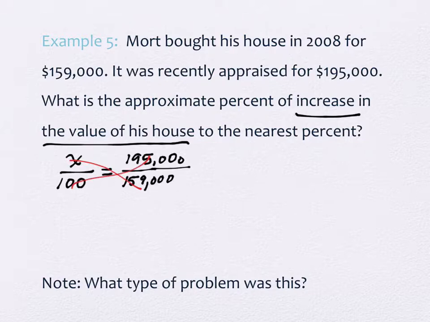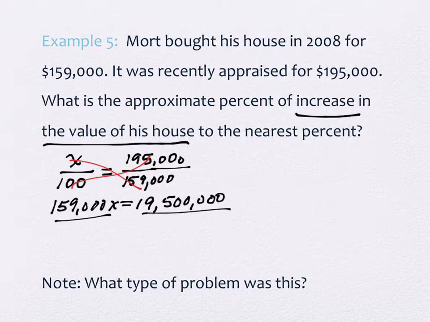And if we cross multiply this, I have 159,000 x equals 19,500,000. And I would divide by the 159,000. Now, if I do this, what do I get? Your calculator will need to tell you this for sure. Okay, and that's a percent that I found. And definitely that's the answer to the mathematics that we wrote down.